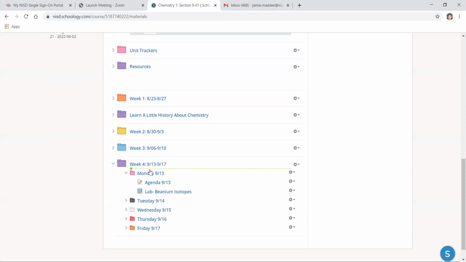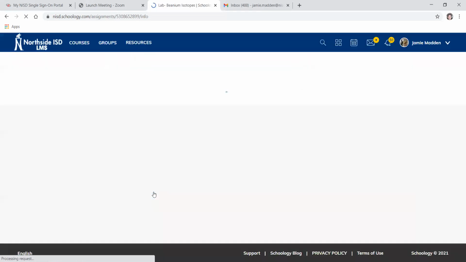All right. So for today, what I really need for you to do is to complete your lab, and I didn't have a whole lot of people turn those in. So here we go. In your Monday folder was your Beanium isotopes. We had finished off last week talking about isotopes, and I gave you extensive notes on how to calculate average atomic mass. And so this was an extension of that.